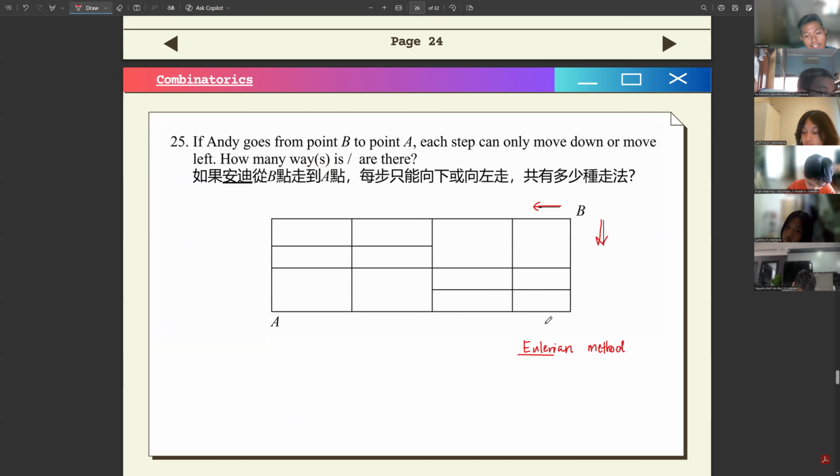From the mathematician Euler. Okay? So what we do here is that at each intersection, we add the number of ways to get there. For example, to this intersection, how many ways can we get there? There's only one way, right? Coming from B. So let's label it 1. Here, there's also one way coming from B. So that's 1. Here, there's also one way coming from this point. And here, there's also one way coming from this point.